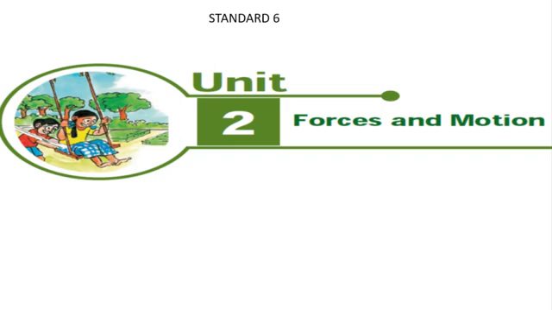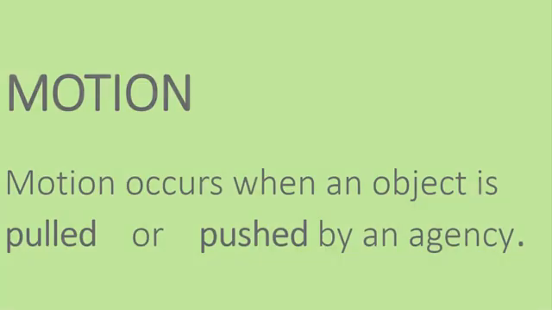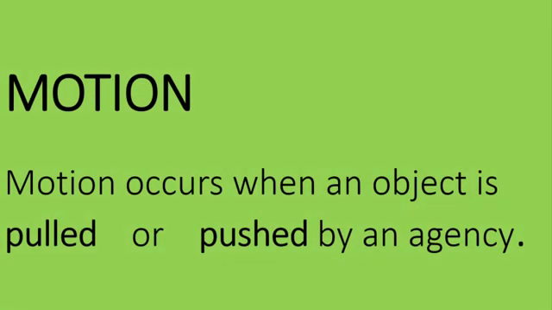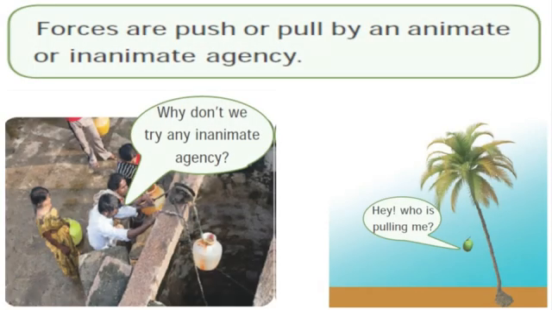How do things move? When we kick a ball, it moves. When we push the book on the table, it moves. Motion occurs when an object is pulled or pushed by an agency. In our daily life, we pull out water from the well using a bucket.